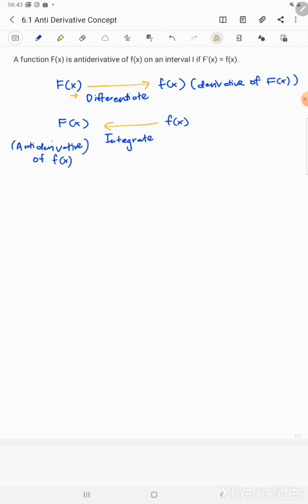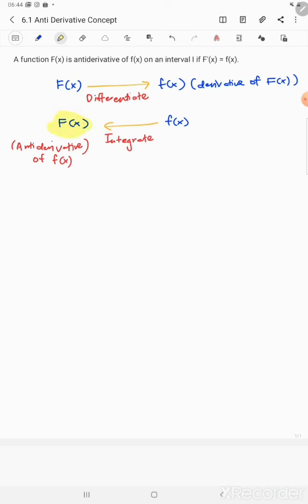Let's say we have a function F(x), and when we differentiate the function, we get the small letter f(x). This is the derivative of F(x). When we start from here and go back to the original function, we apply integration. This is what we call the antiderivative concept, meaning that for the antiderivative of f(x), we are trying to get the original function.